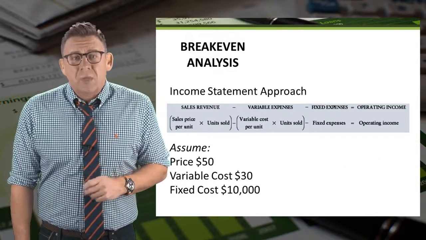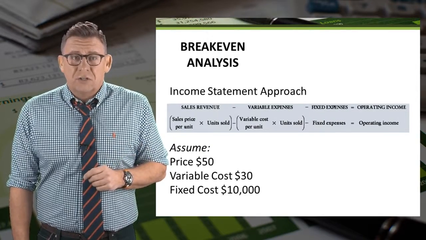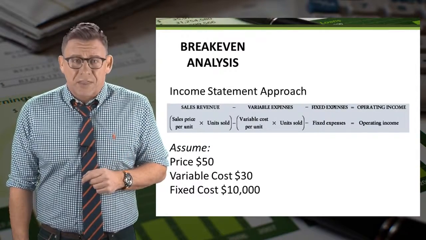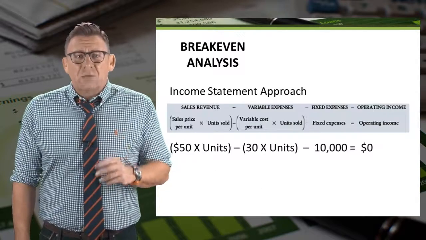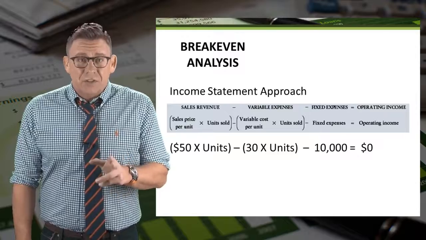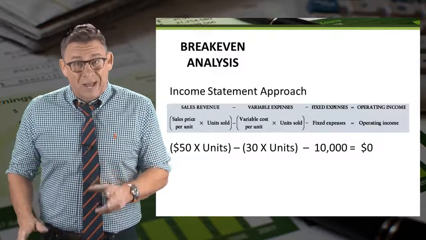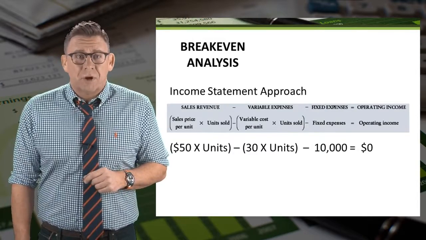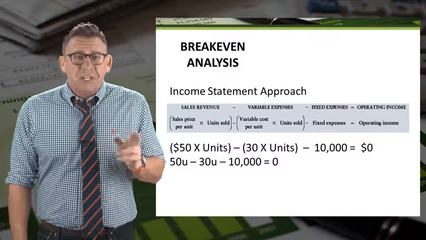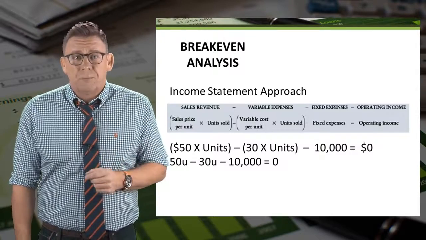Let's assume the following. Price is $50, variable cost is $30, and fixed costs are $10,000. I can write this as an algebraic formula. 50 times the units sold minus 30 times the units sold minus 10,000 equals 0. Or 50U minus 30U minus 10,000 equals 0.